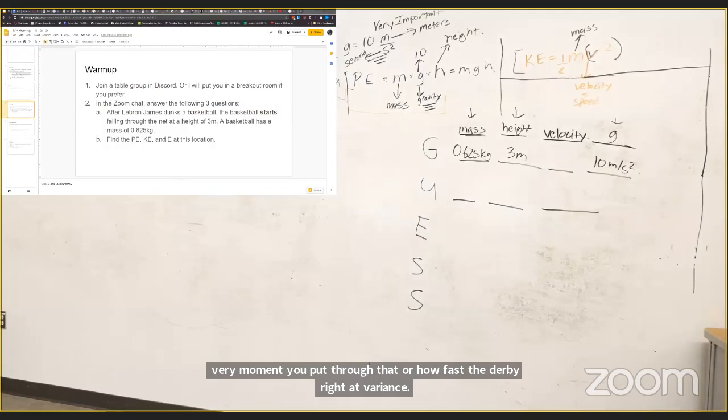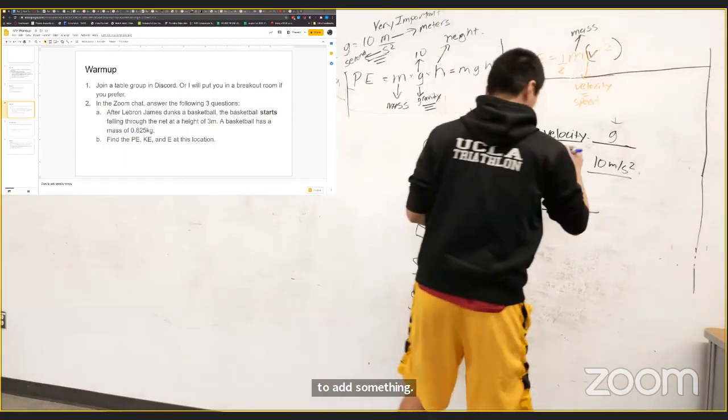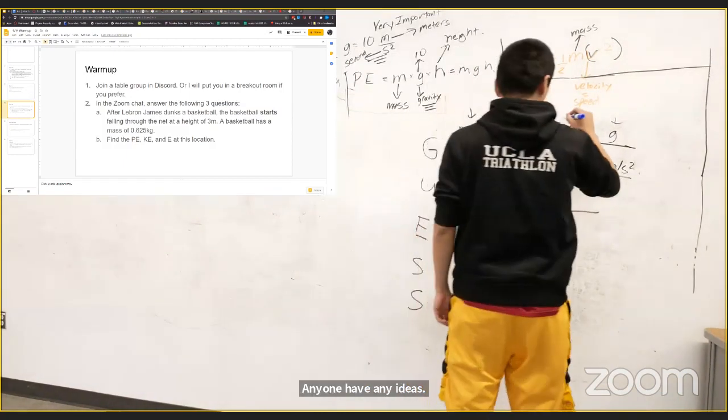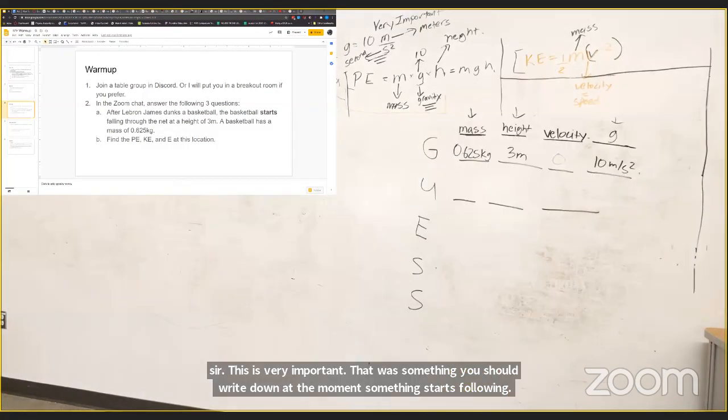Okay, so this is very important. Definitely something you should write down. At the moment something starts falling, it has a velocity of 0. If I'm holding something and I let go of it, at the very instant I let go of it, it hasn't quite started moving yet. And so it has a velocity of 0.